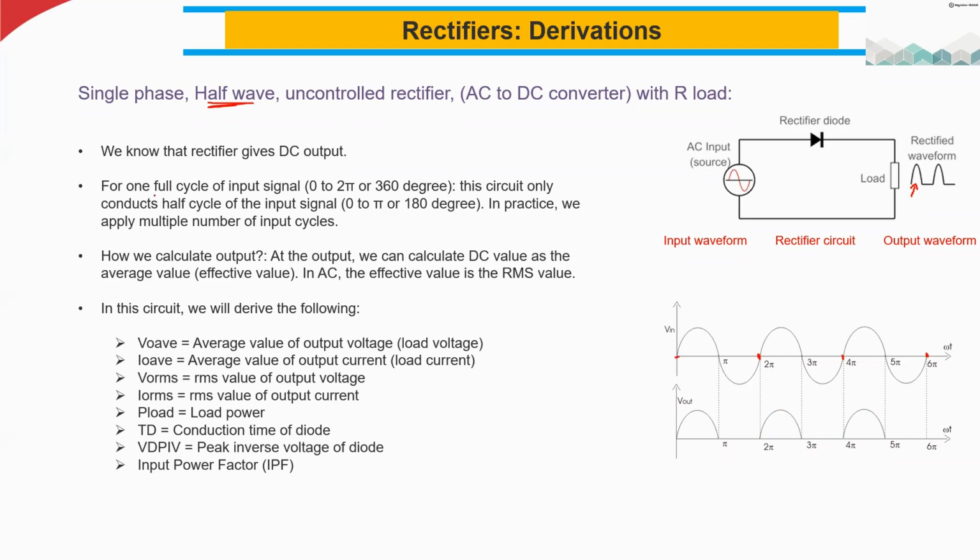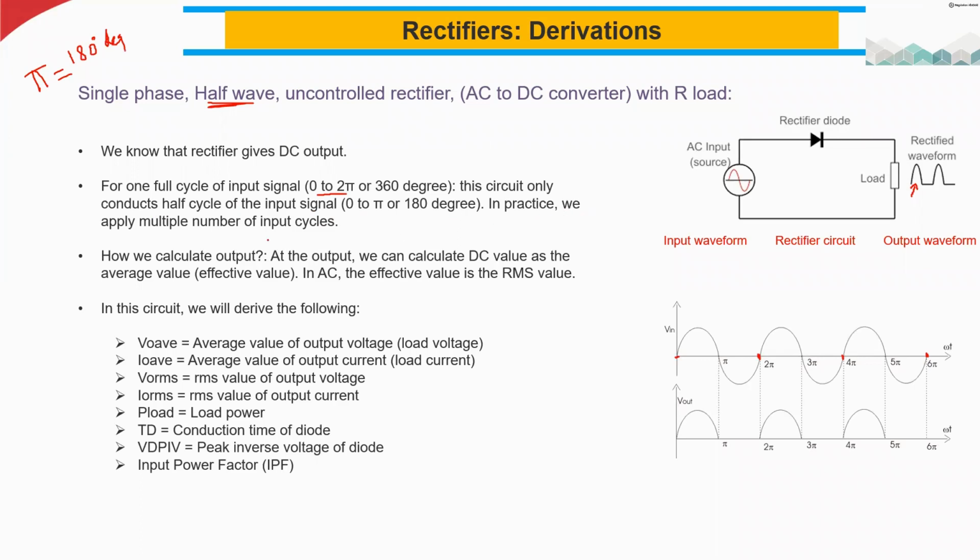So for one full cycle, we know rectifiers are giving DC output. For one full cycle of the input signal, 0 to 2 pi, we know that pi is equal to 180 degrees. So for 2 pi or 360 degrees, this circuit only conducts half a cycle of the input signal. It means it conducts only 0 to pi.